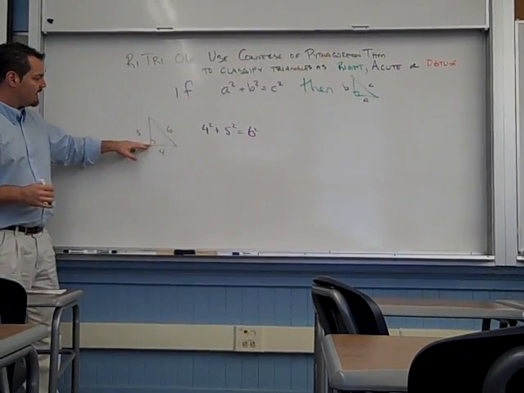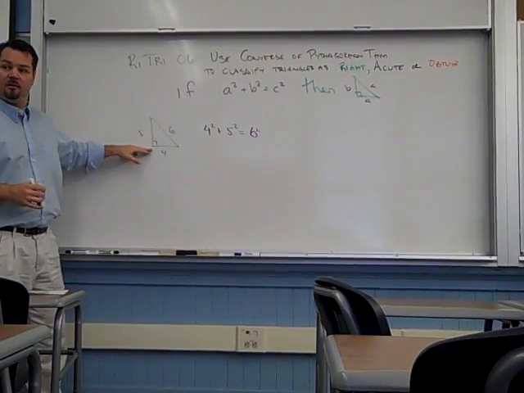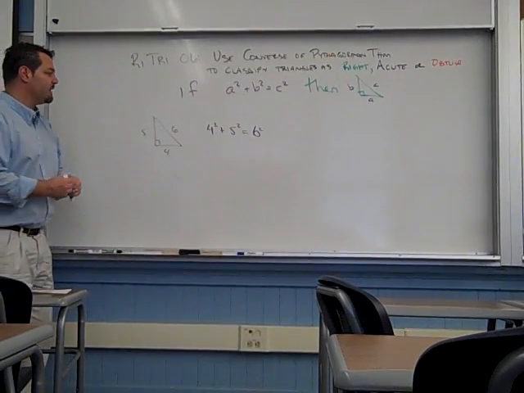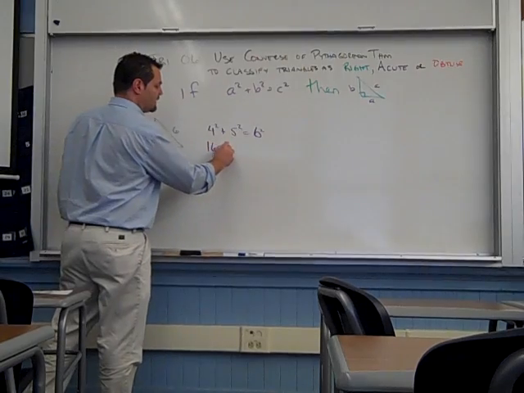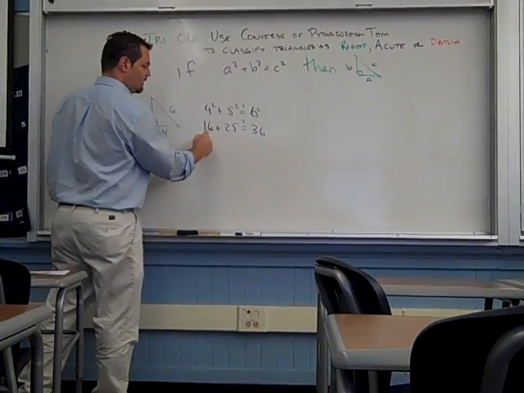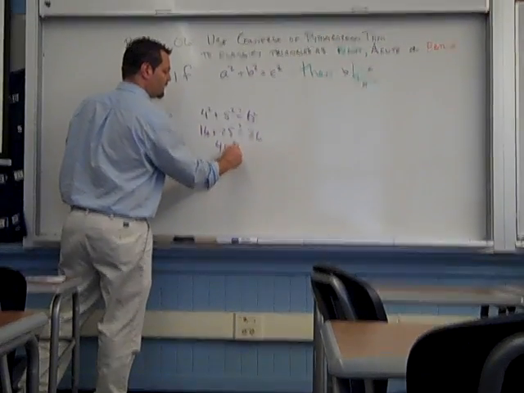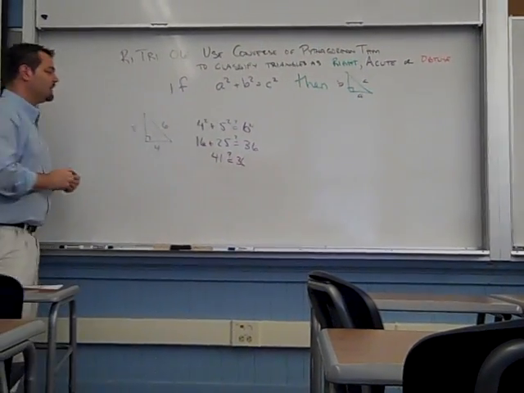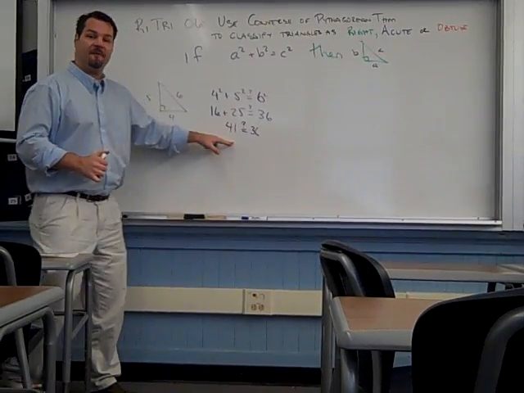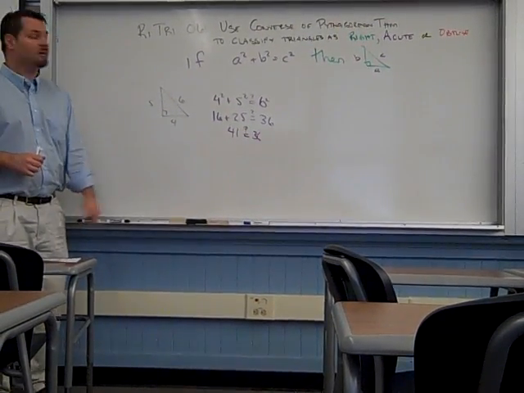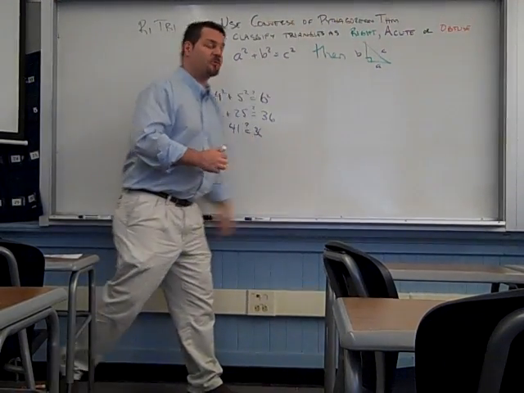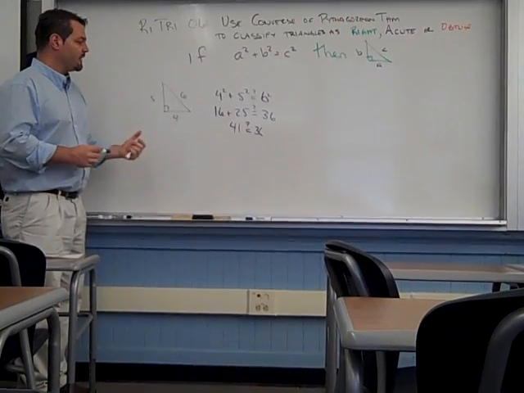Remember that we have to choose the hypotenuse, the side opposite the right angle, as the standalone piece on the right-hand side. In this case, 16 plus 25 equals 36. Sometimes I put a question mark here. 41, we're not sure if it's equal to 36. In this case, we see that 41 is not equal to 36. Given that fact, does the Pythagorean theorem apply? No. Because if the Pythagorean theorem doesn't apply, then it's not a right triangle. So we know this is not a right triangle.